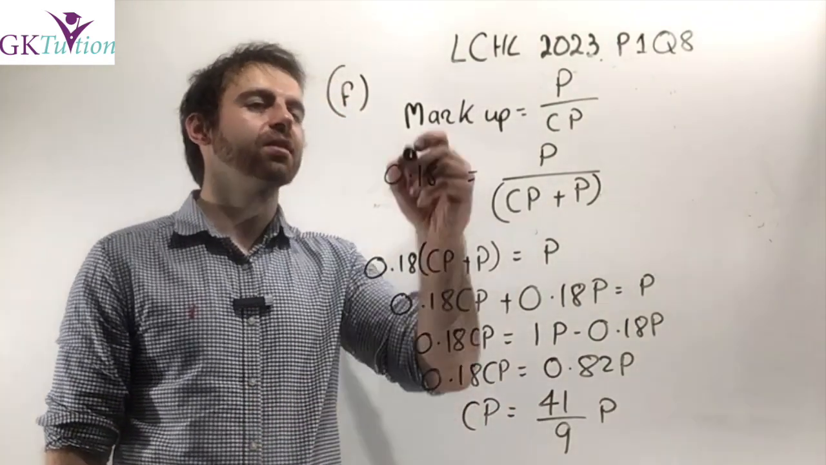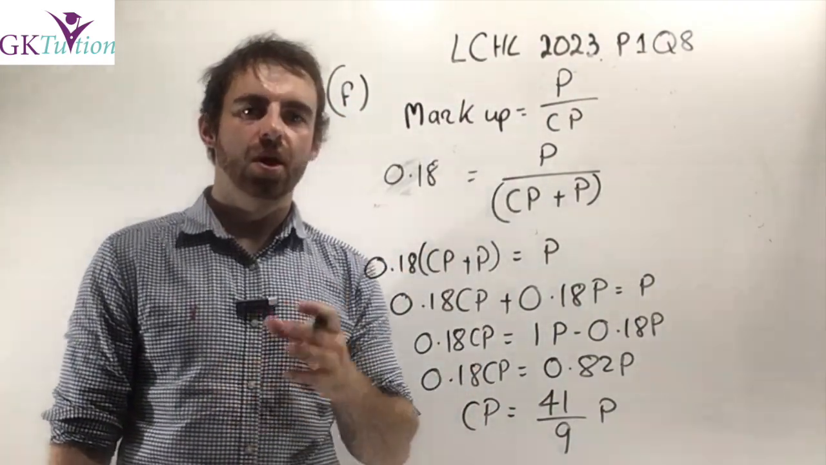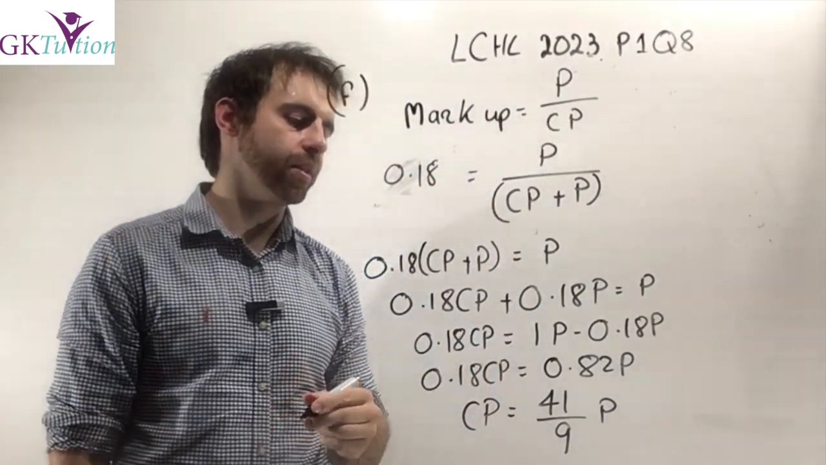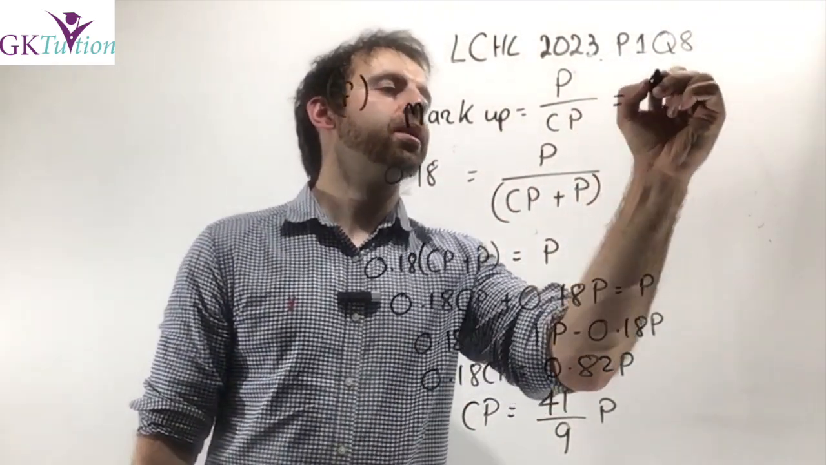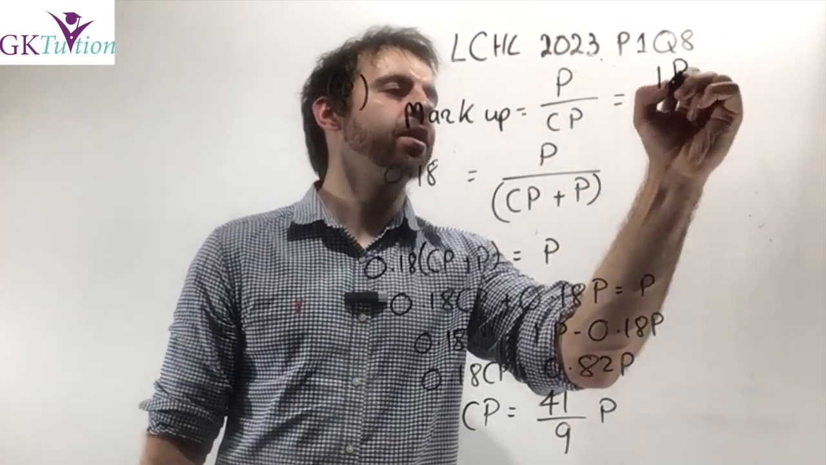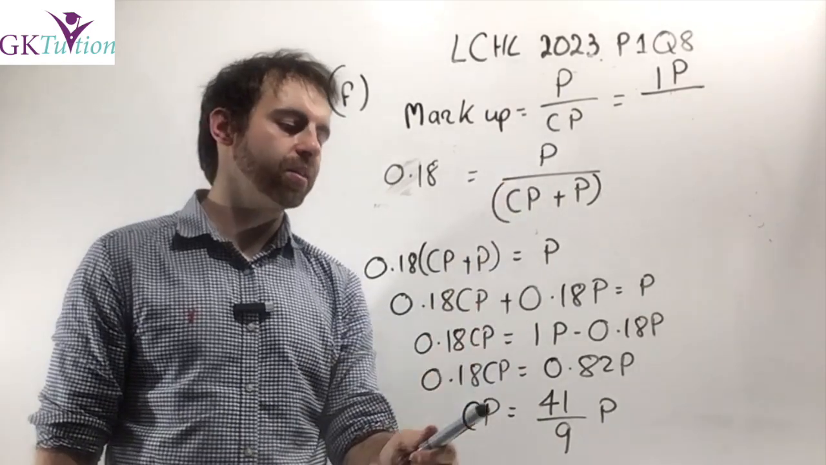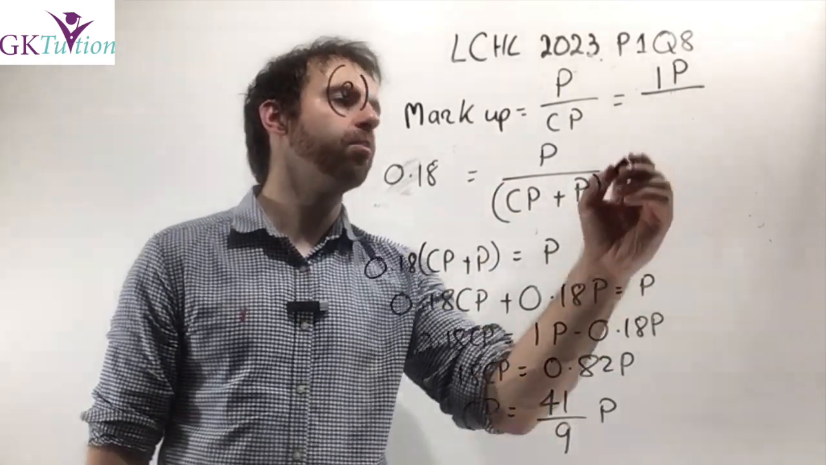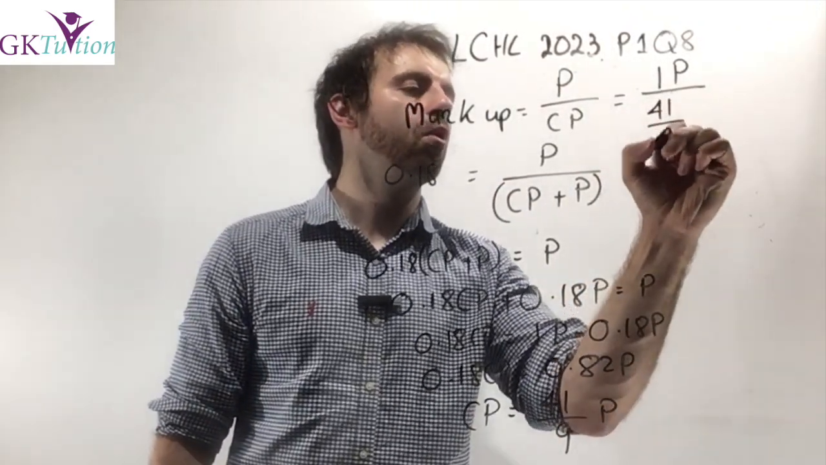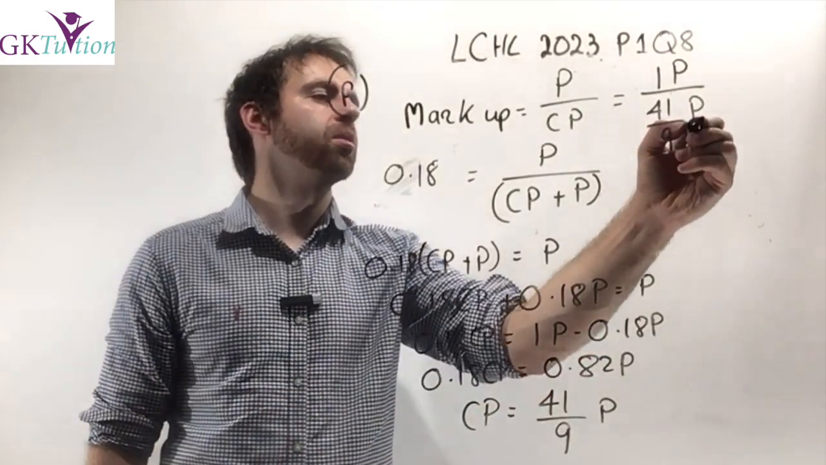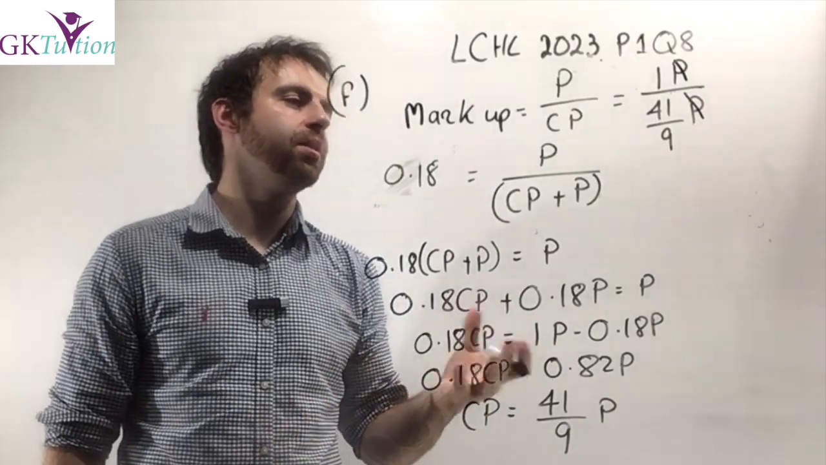And if I have that, I can go back to the original equation. Originally, I was told that markup is equal to profit over cost price. But now I know that I can actually write that, well, the top of the fraction is 1P, and the bottom of the fraction, instead of the cost price, I can put in 41 over 9P. So that's just 1P over 41 over 9P. Now, obviously, this is what I wanted all along, because the P on the bottom and the P on the top cancel each other out.